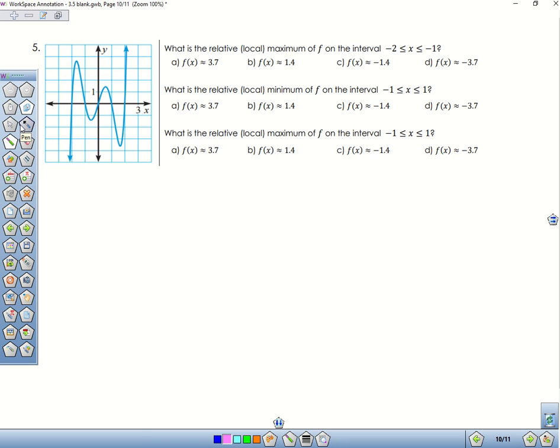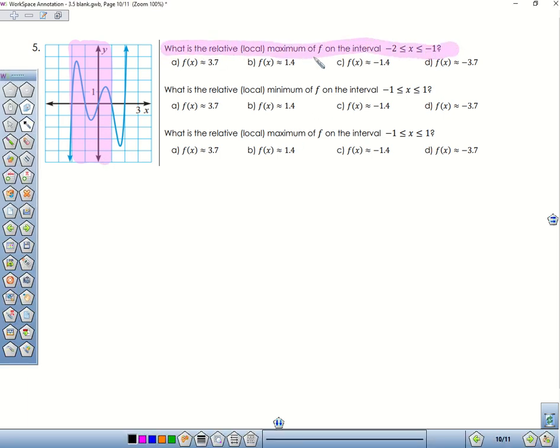So I like to highlight because I feel like highlighting really helps me see what's going on. So I look at my graph and it looks like I'm going from -2 on the x up to 1. So I'm looking at this section of the graph right here. You see that pink section? So that's the section of the graph I'm looking at according to the interval they asked me about.